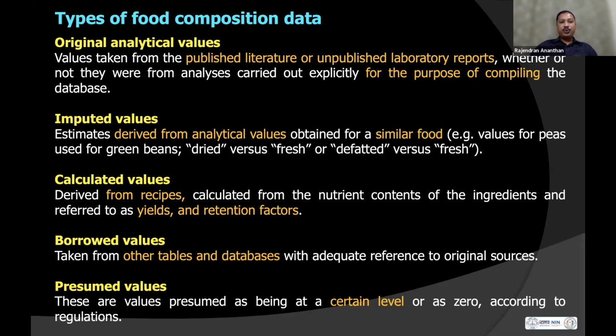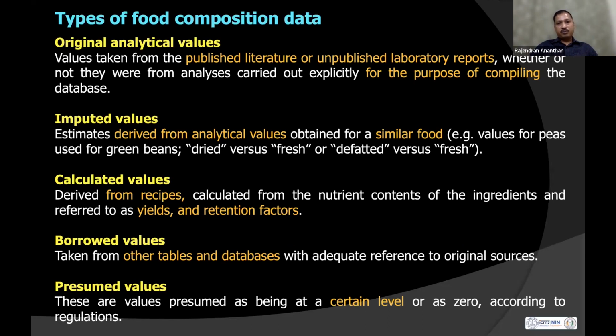Another type is the imputed value, which is derived from analytical values obtained for similar kinds of foods. For example, if you want values for dry peas or fresh peas, they can be taken from either fresh or dry respectively. Or if you want values for a defatted sample, we can derive them from the samples with fat and impute them. Then there are calculated values. Some data can be derived directly from recipes; we can back calculate and impute them in the database.